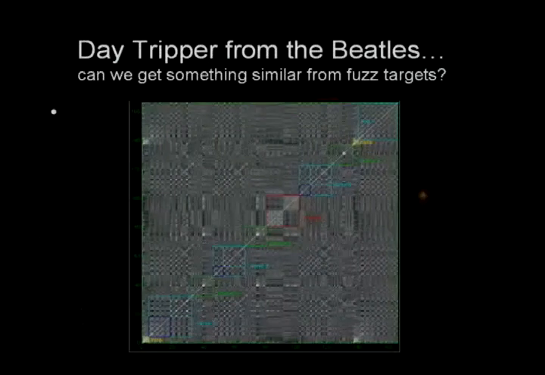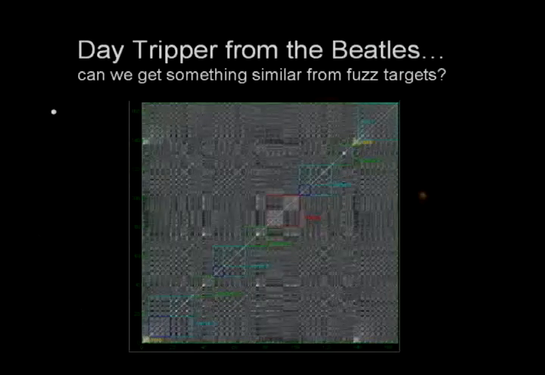Well, what kind of pictures do we get? You get pretty cool pictures. You actually have each individual section. This is Day Tripper from the Beatles. And you actually get each individual section from the bridge to the verses. That's where all these little color sections are. They look substantially different. Can we get this out of targets of data that we might fuzz?